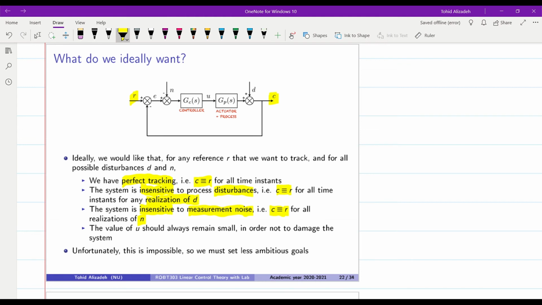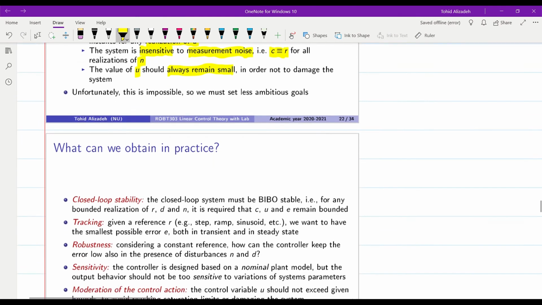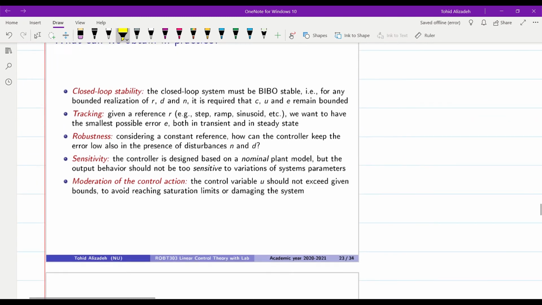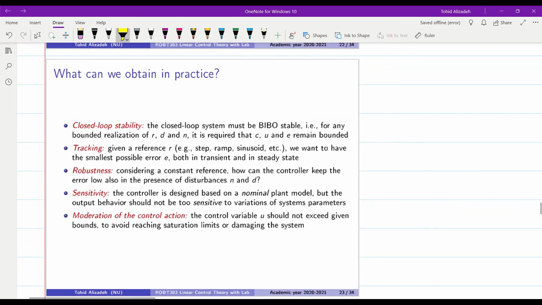Another fact is that the value of U, the output from the controller, which is being applied as the input to the process, should always remain small. This is what we want in order not to damage the system. But these are things that we want to have ideally. In practice, these are not achievable.